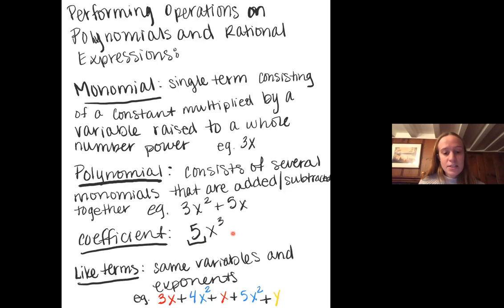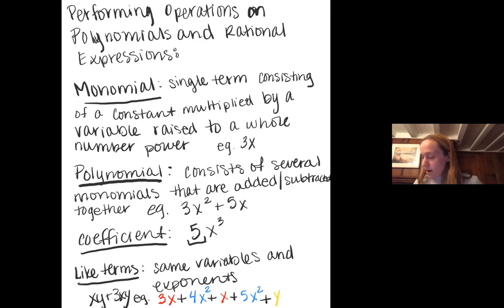And then lastly, let's talk about what like terms are. Like terms have the same variables and exponents. Here I've written down an example and have the like terms in the same color. So 3x and x are like terms. 4x squared and 5x squared are like terms. And then y is a different term. Or for example, if we also had xy and plus 3xy, those two are also, again, like terms.